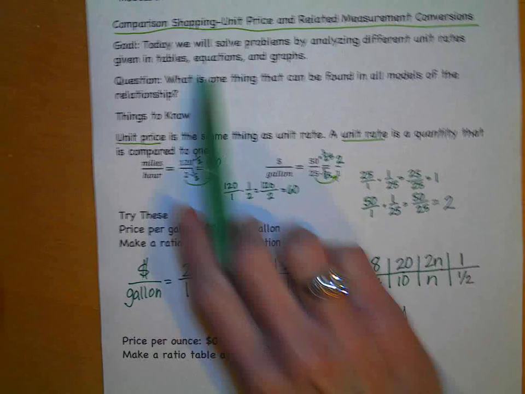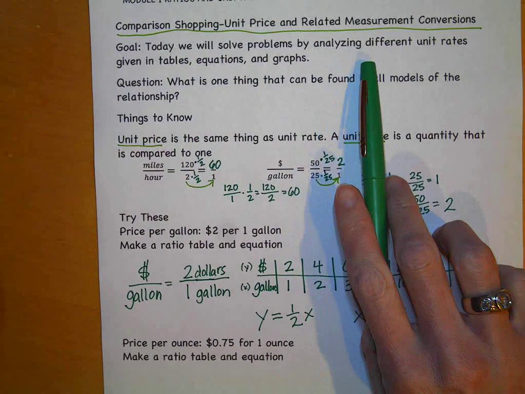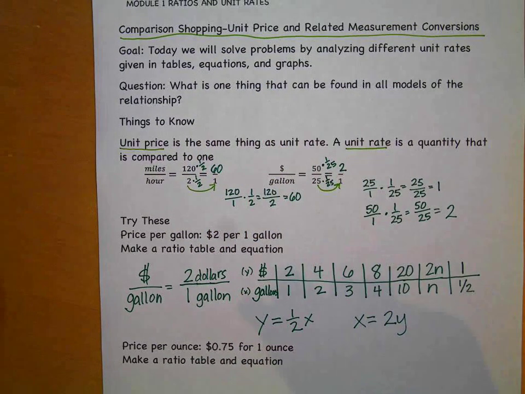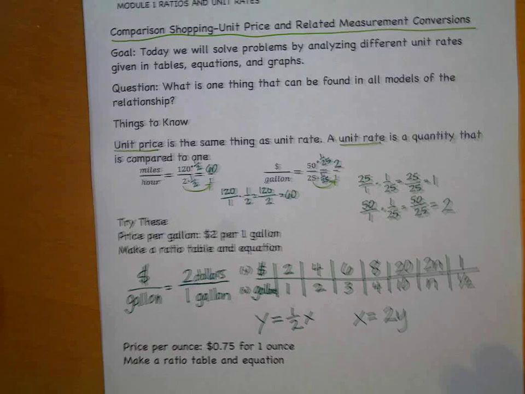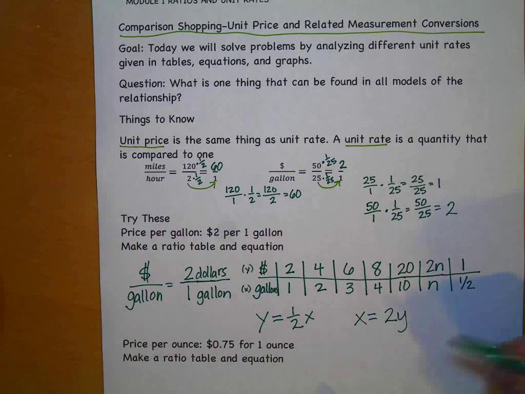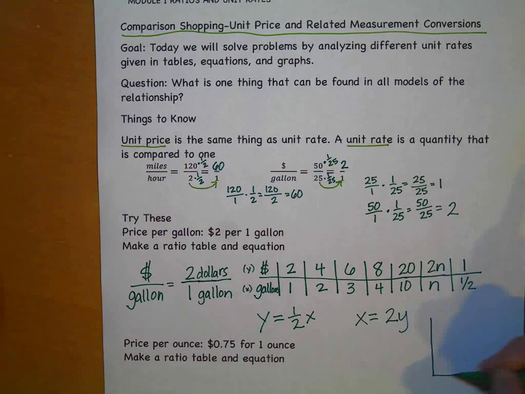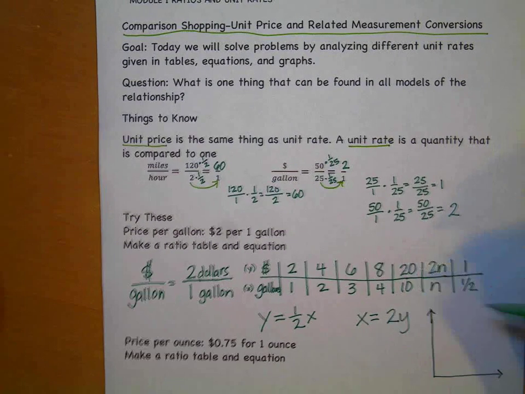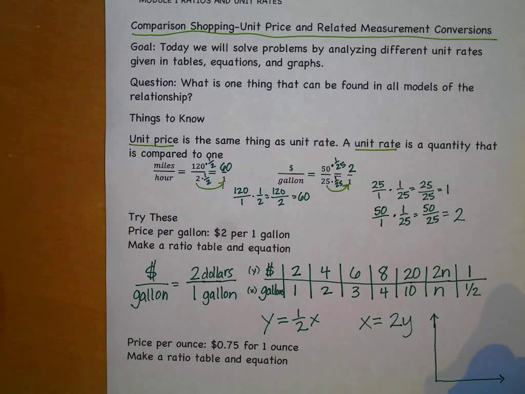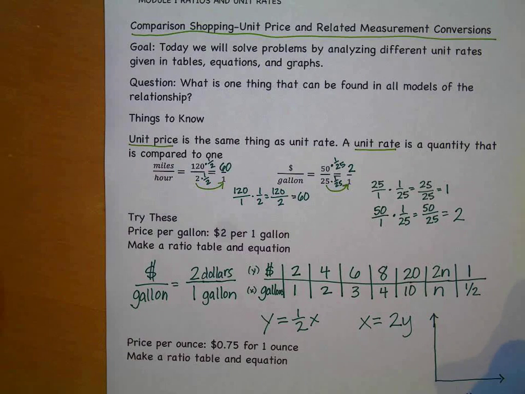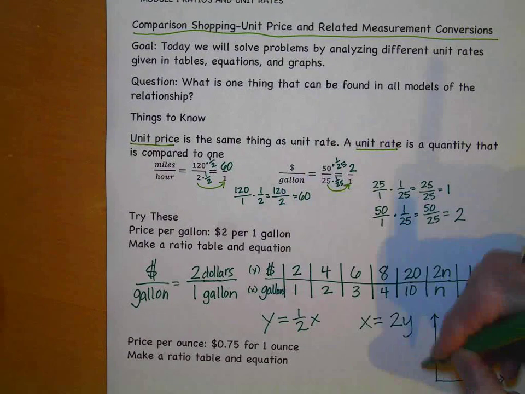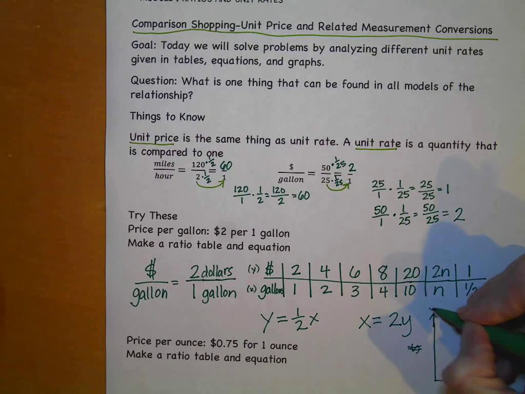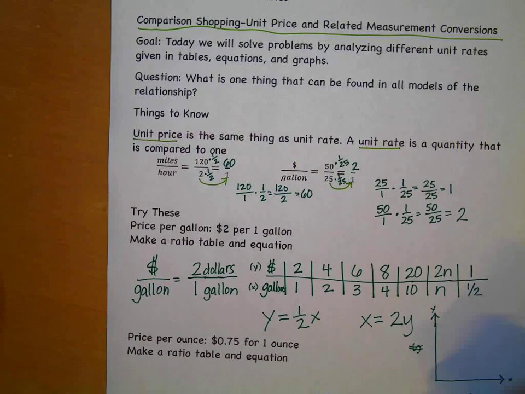Okay? So then it says up here, today we will solve problems by analyzing different unit rates given in tables, equations, and graphs. Okay, so if we were going to throw one more thing in there and draw a little graph, then that wouldn't be too difficult, because remember, a graph is where you have an x and a y, right? And the x on this one says gallons, so I have to write gallons as our identifier. And it says dollars as the y, so I'm going to put that. We can put an x here, we can put a y here.